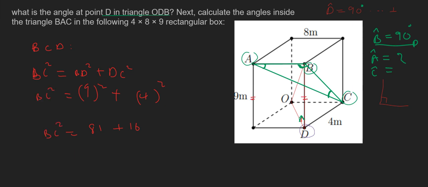And then from this stage, we could just square root both sides. We'll have BC. This was BC, right? Yeah, it was BC. Because it's squared, put the root to eliminate the square. And this side, we have this and this, giving us 97, all under a root. Then BC is going to equal root 97. So now we do have BC. We know this side to be root 97.